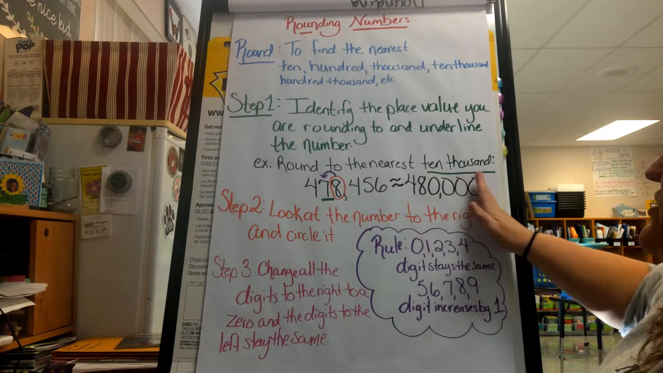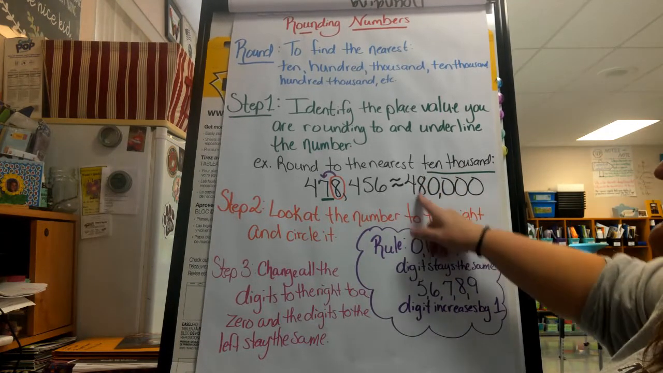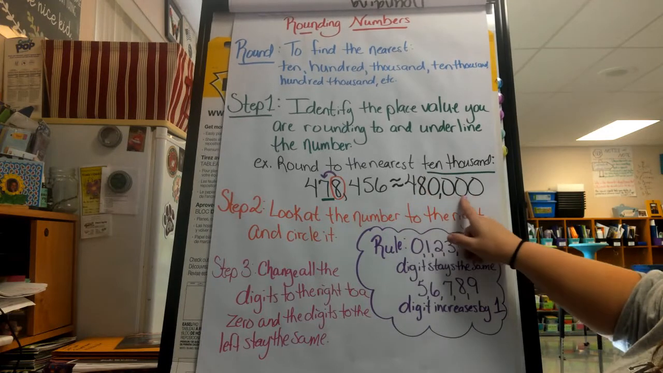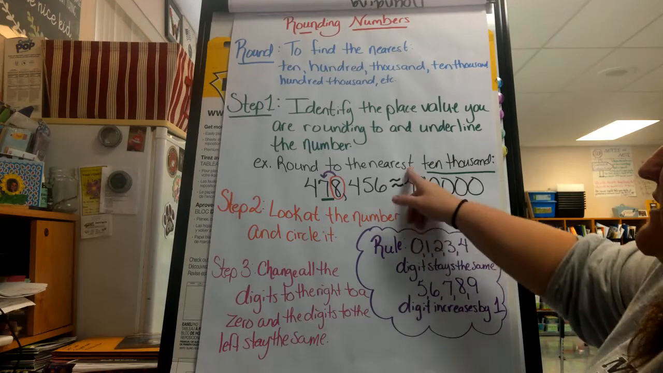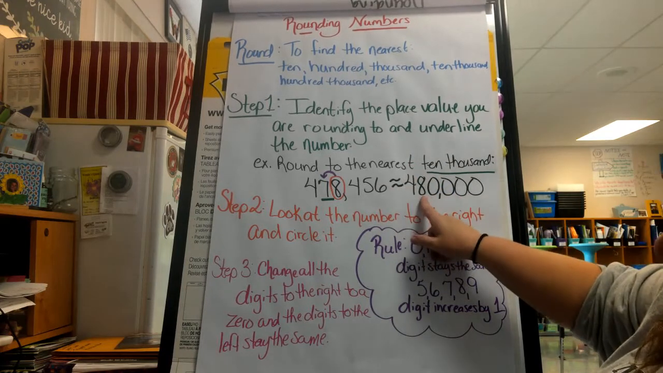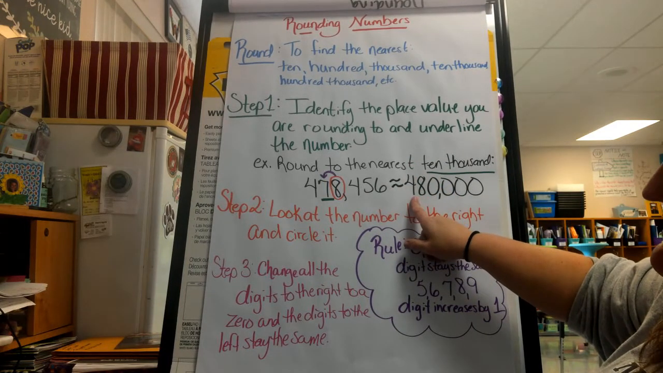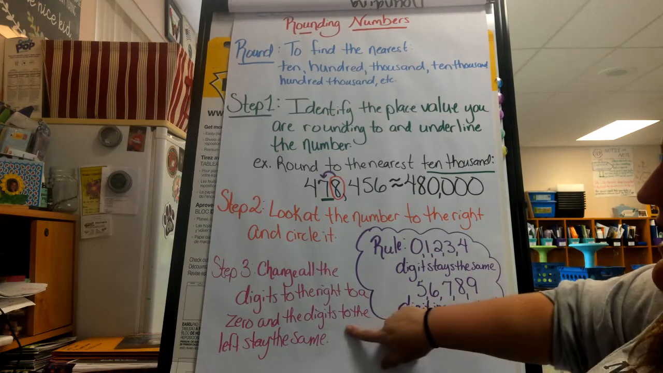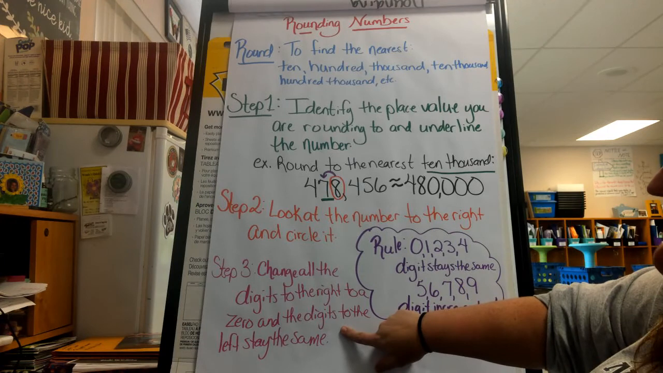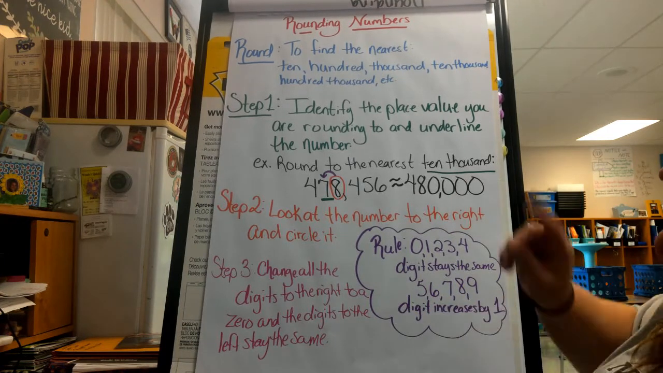Every digit to the right of the place value you're rounding to turns to a 0. Every digit in front of or to the left of the place you're rounding to stays the same. So change all the digits to the right to a 0, and the digits to the left of the place you're rounding to stay the same.